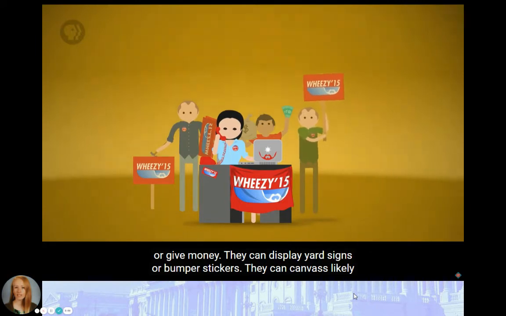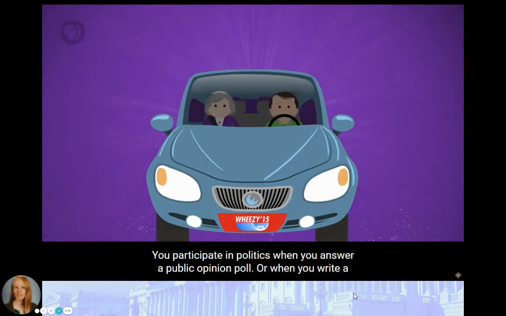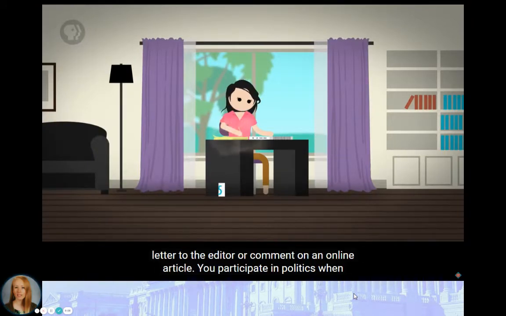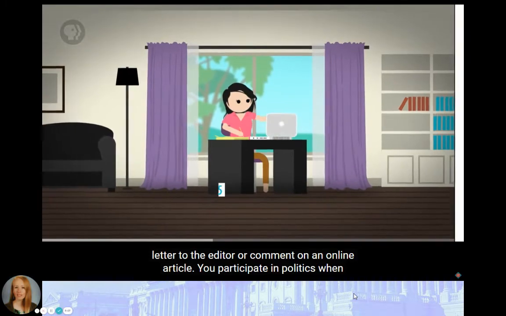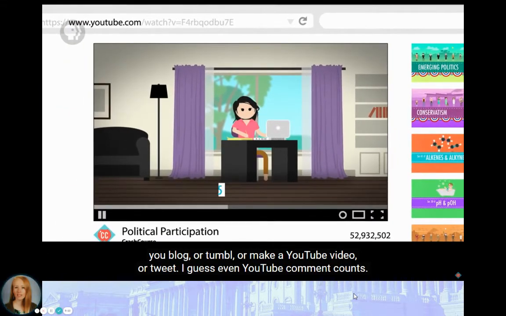They can canvass likely voters, try to convince them to vote, or even drive them to the polls on election day. You participate in politics when you answer a public opinion poll, or when you write a letter to the editor or comment on an online article. You participate in politics when you blog or tumble, or make a YouTube video or tweet. I guess even YouTube comments count.